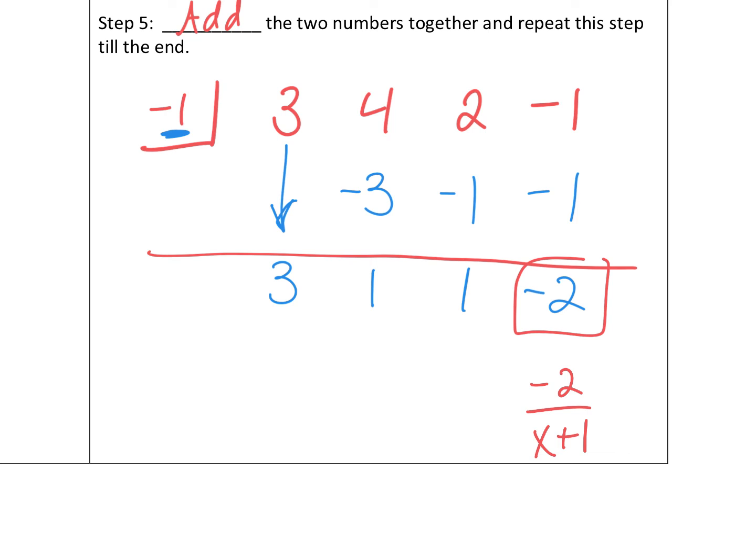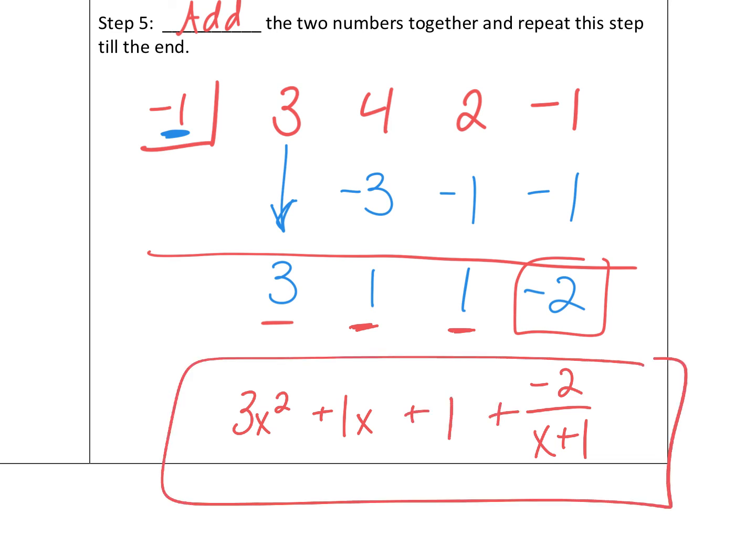Which means working backwards, that would mean 1 was my constant. This 1 would be my x to the first. And then this 3 would be my x squared coefficient. Okay, so this would end up being 3x squared plus 1x plus 1 plus -2 over x plus 1. And if you want to just leave this as x and not 1x, that's fine.